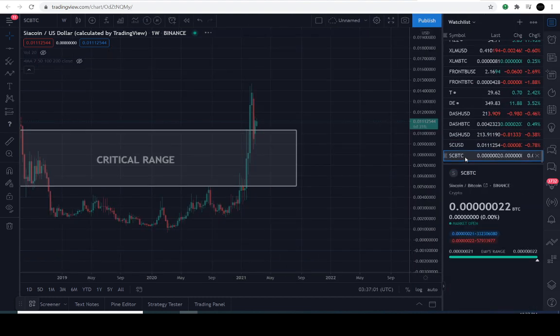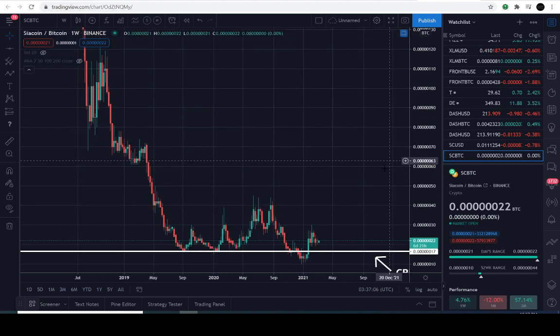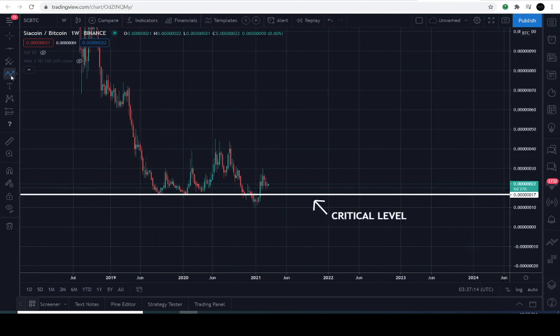So we're closing out here on SC/BTC. We only found one level here. It's going to be the critical level at, let's see, these are Satoshis, so it's going to be 17. We call them sats. So it's like 17 Satoshis or sats, whichever one you want to call it. So that's that level right there.